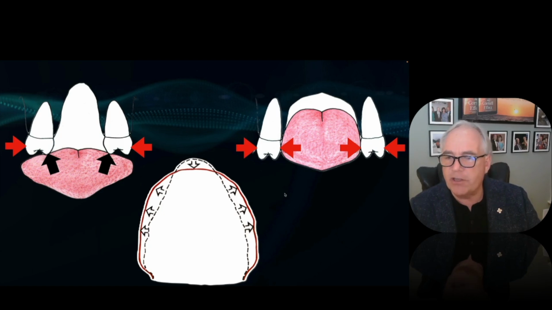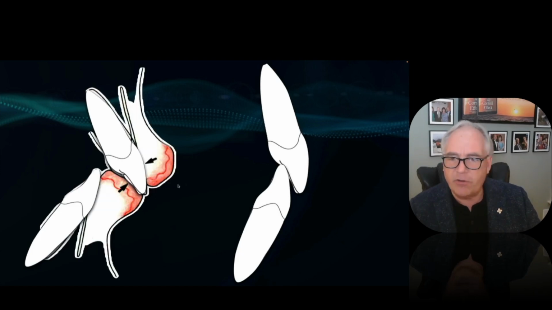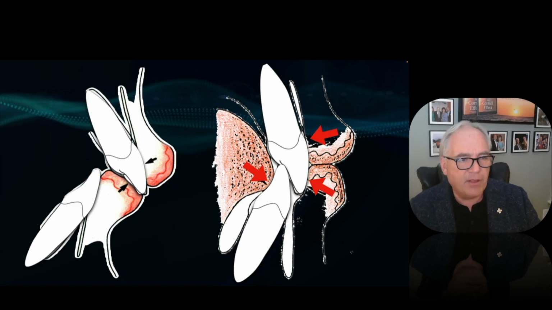We're changing the neutral zone. And again, as we change that arch form, usually the upper jaw comes back, and we end up changing the neutral zone in the front of the mouth as well.